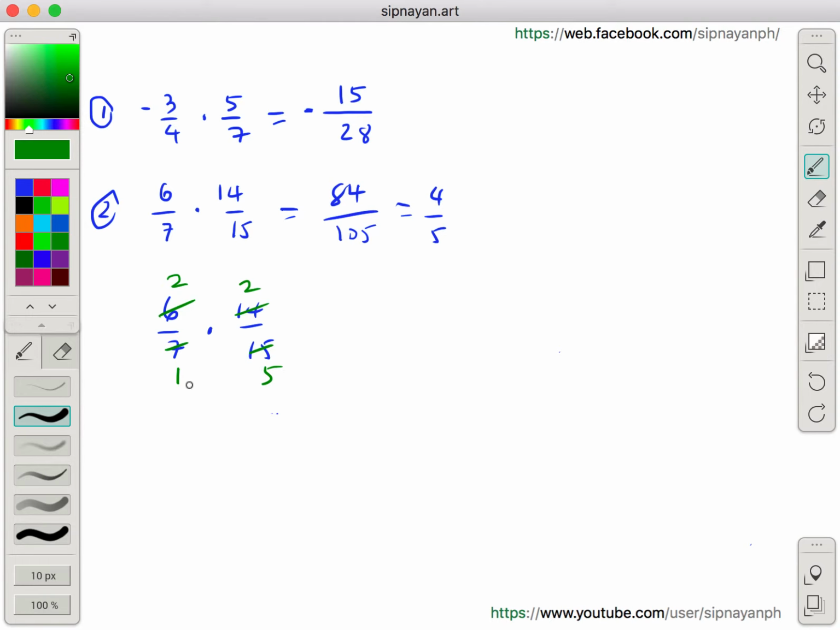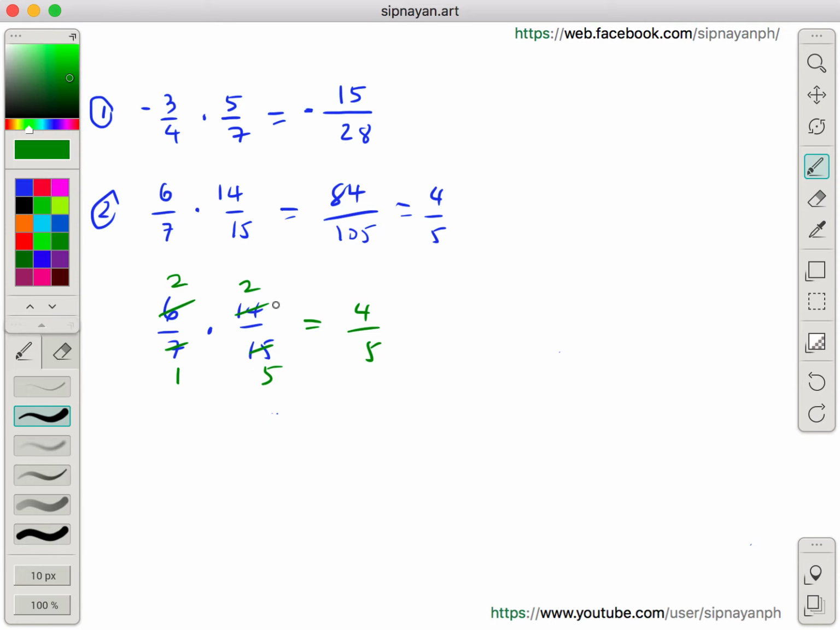So, pag wala na tayong makuhang pair na pwede tayo mag-divide, then i-multiply na lang natin yung mga natirang numbers. So, 2 times 2 is 4, and then 1 times 5 is 5. 4 over 5. That's one way.